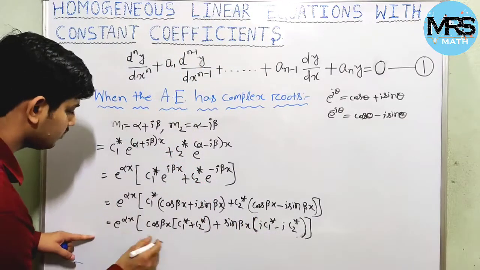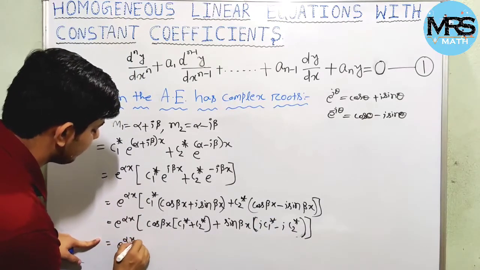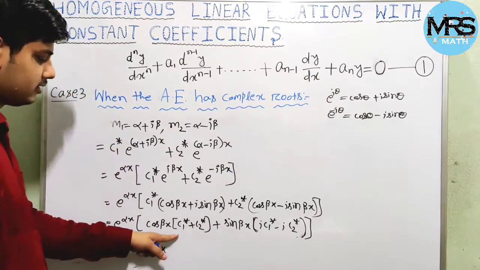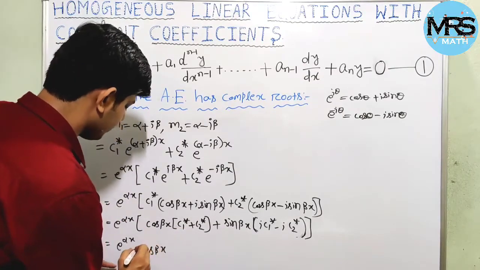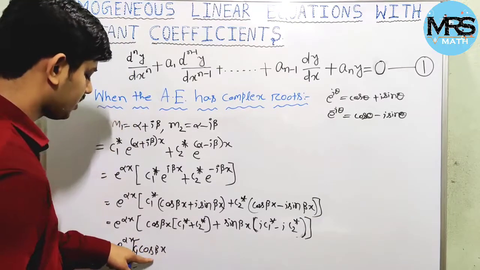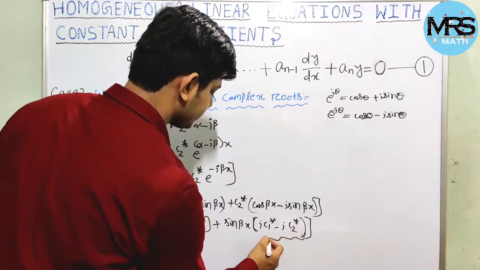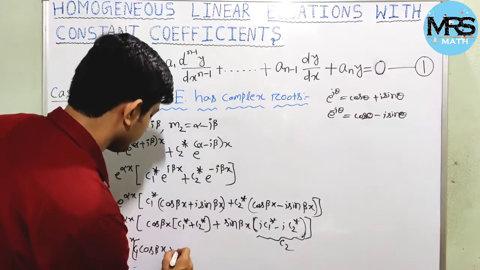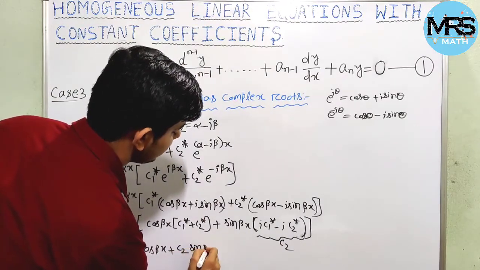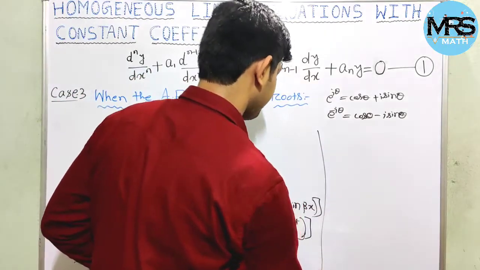Now this constant we can replace, e to the power alpha x cos beta x, some constant we can write C1. So let us take to this side, C1 cos beta x plus, if you replace this constant as C2, then we can write C2 sin beta x. So this will be the general solution in this case.